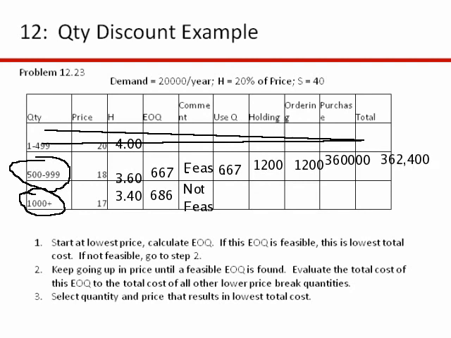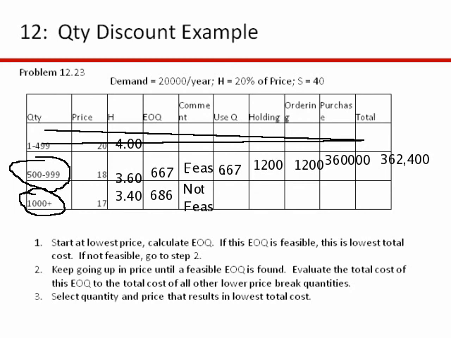So the total cost for the $18 price is the $1,200 in holding, the $1,200 in ordering, and the $360,000 purchase cost, which gives us a $362,400 total cost. And again, we have to add the purchase price because price is no longer constant. Okay, so now let's take a look at the case where the EOQ is not feasible.